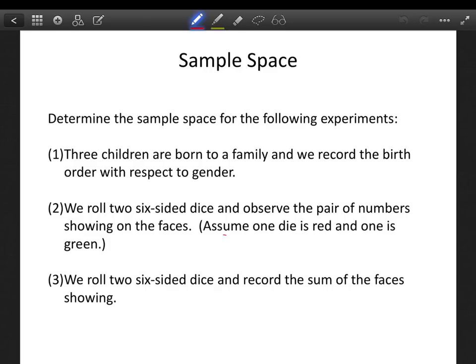Let's try finding the sample space for these experiments. So, this first one asks you for the sequence of birth orders if a family has 3 children. Go ahead and take a minute, try to draw the tree diagram for this. You can pause the video, and when you come back, we'll look at the sample space.